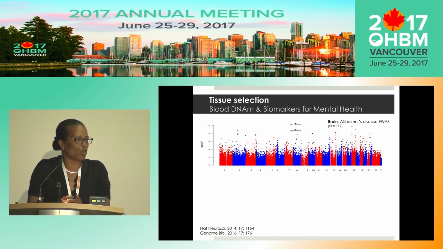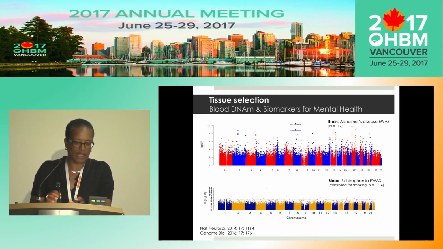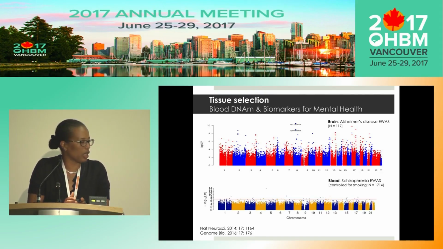But as I said, it's difficult to obtain brain, if you want to have information about the living brain and you want to use this in imaging genetic studies. So the next step is then to see whether blood DNA methylation can be informative for a psychiatric phenotype. The one they used here was schizophrenia. So this is a schizophrenia EWAS done using blood as a source for DNA methylation.